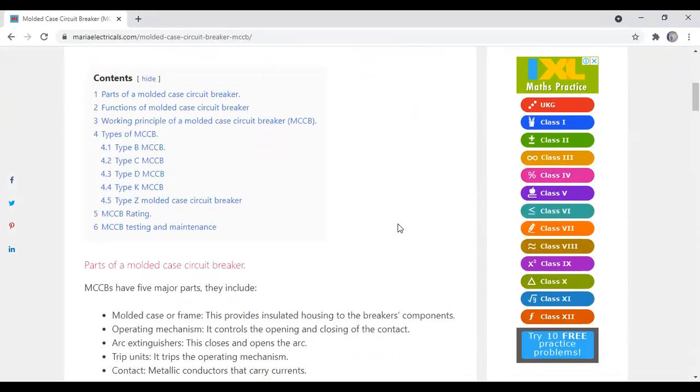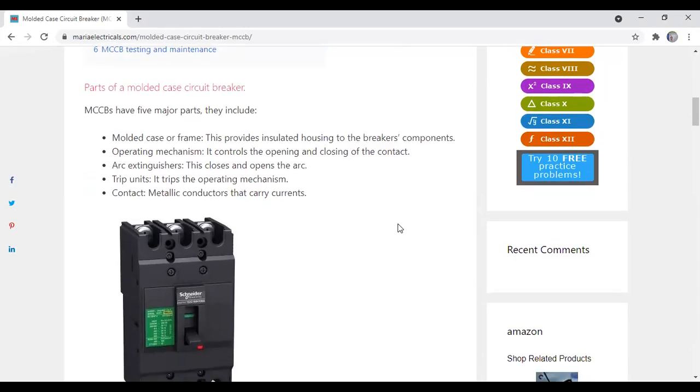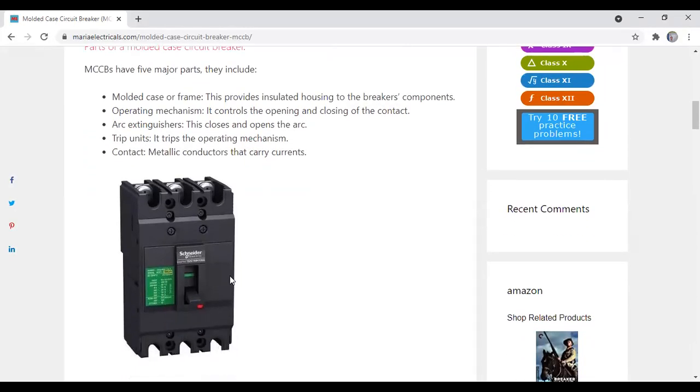Yesterday we had discussed type B, type C, and type D. So this is the diagram for MCCB. It appears like this. This is the molded case. The outer part is the molded case. Inside this molded case, all the different current components are there along with the insulation system. MCCB has 5 major parts. What are those? Molded case or frame. This is the outer frame. Is it clear? Frame. What do you mean by frame?